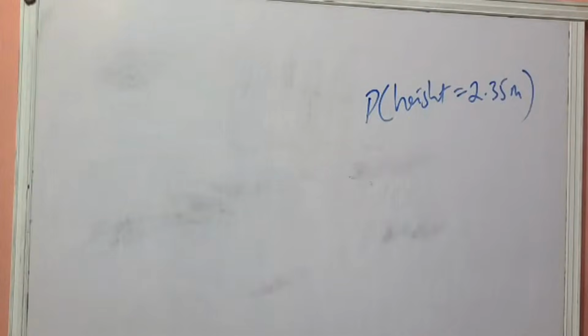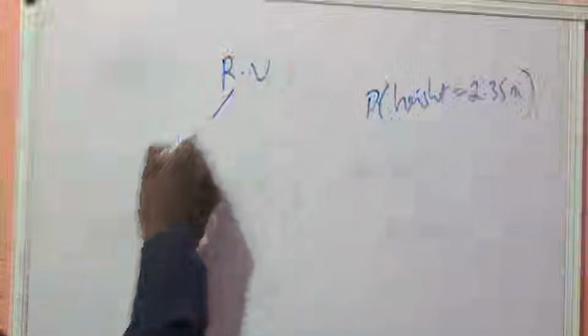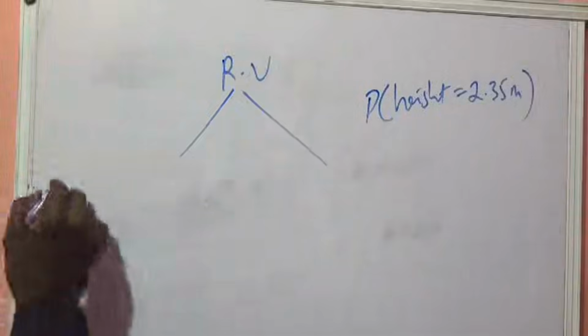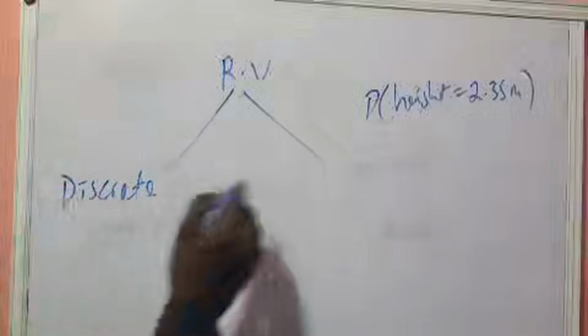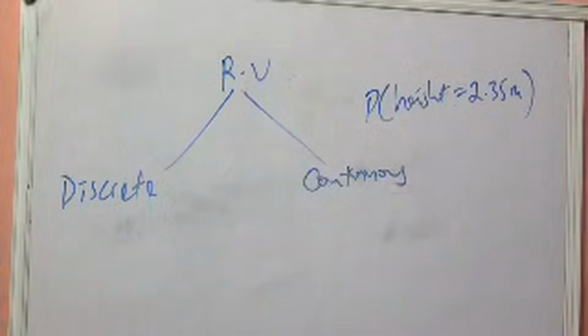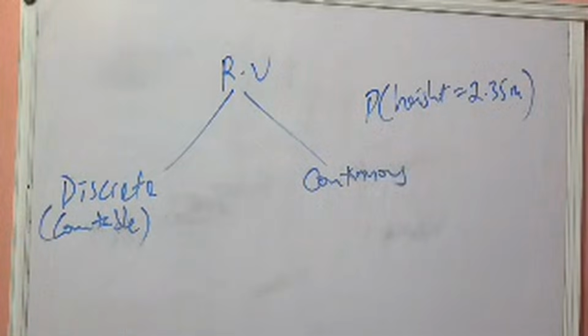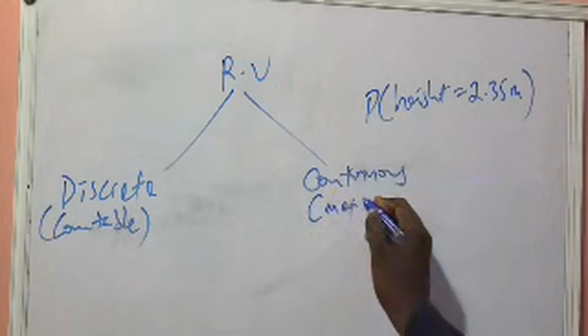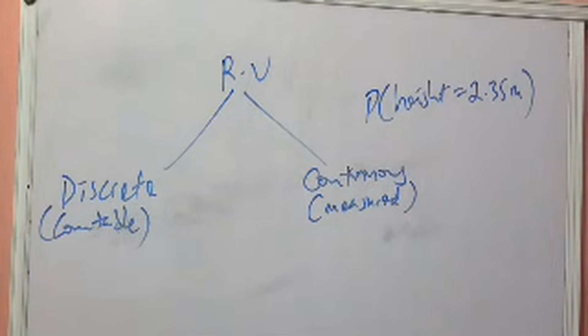This gives room to a very important distinction under random variables. And that's the fact that we have what we call discrete random variable, and we have what we call continuous random variable. The reason is because under the term discrete, we deal with countable data sets. And under the aspect of continuous, we deal with measured data sets. Now, this has given birth to probably another controversial aspect of random variables.